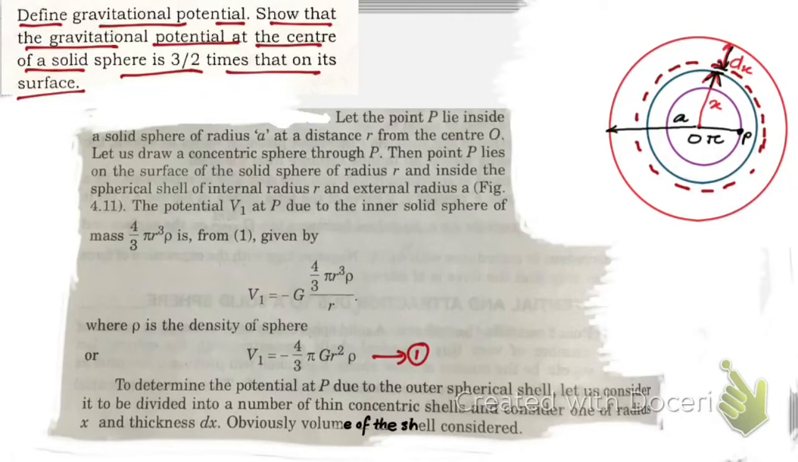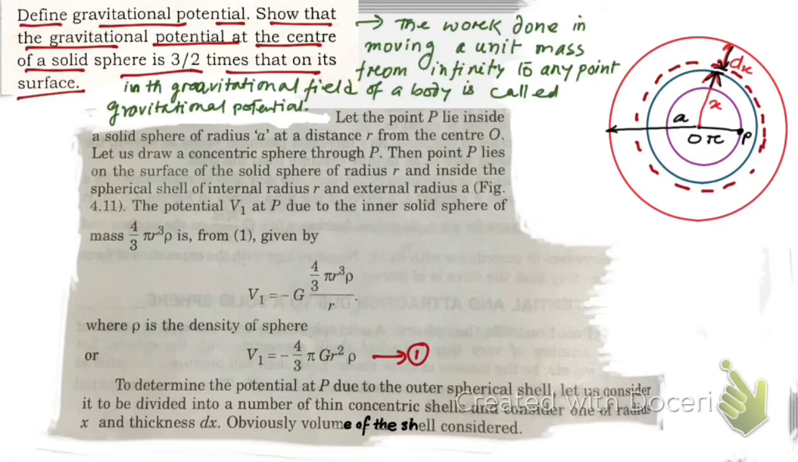First, let me write the definition of what is gravitational potential. Let me write the definition here. The work done in moving a unit mass from infinity to any point in the gravitational field of a body is called gravitational potential, right? This is the definition of gravitational potential.